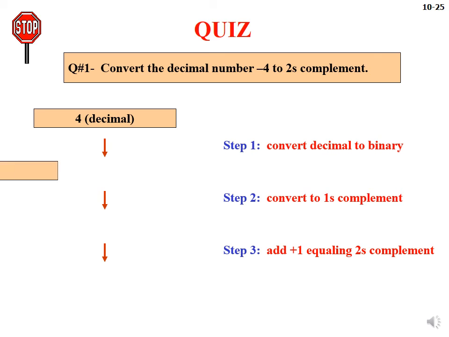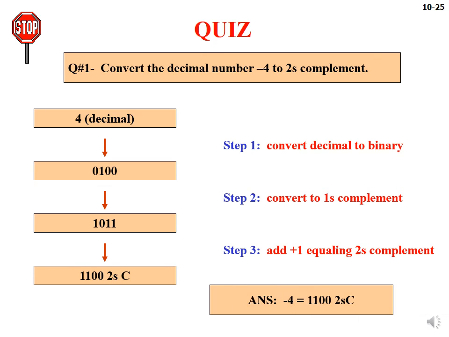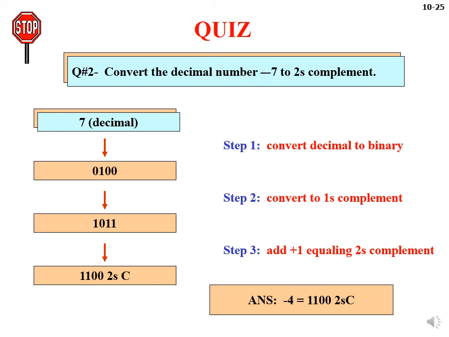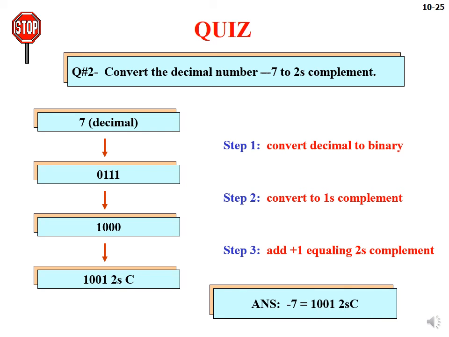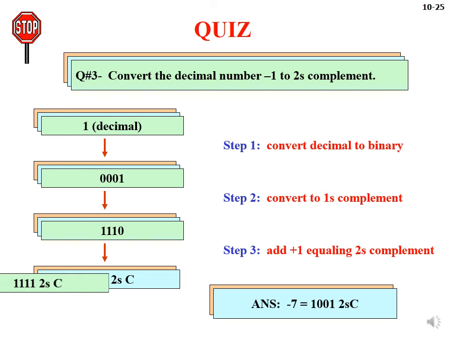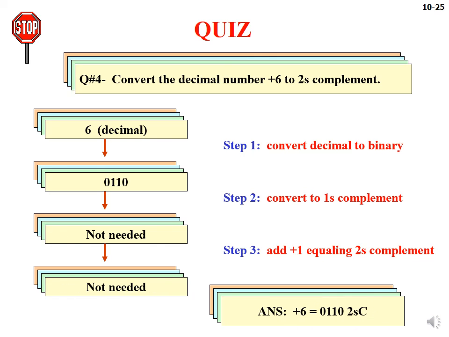Right, number 4, convert it to binary, 0100. Make the 1's complement 1011, and add 1 to it, and now you have your 2's complement. Minus 7 to 2, there's 7. Add 1's complement, add 1, there's your minus 7. You don't need to do the 1's complement because you're already positive, so it doesn't matter at that point.